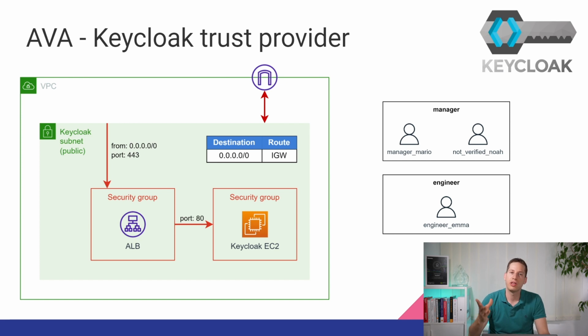Also, we have Keycloak configured in a way that we can test verified access. There are two groups: a manager group and an engineer group. In the engineer group, there is one user, Engineer Emma in this case. And in the manager group, there are Manager Mario and Not Verified Noah. Noah does not have his email verified, so we will have a policy that is going to restrict access based on email verification, and that is what we are going to test with this.